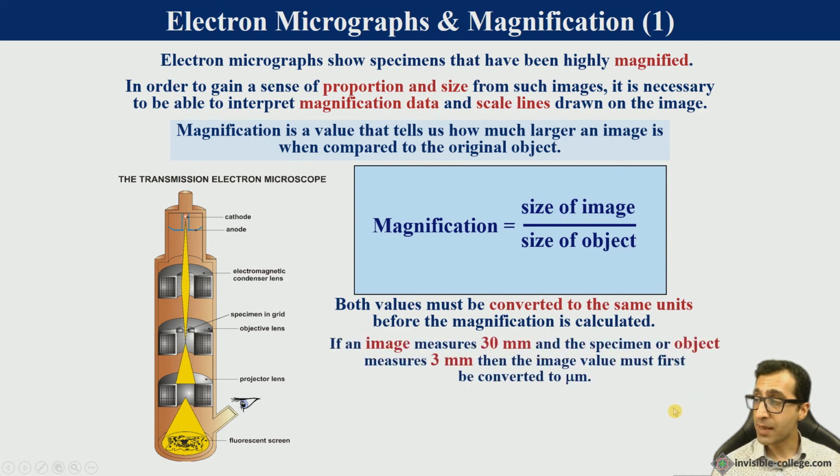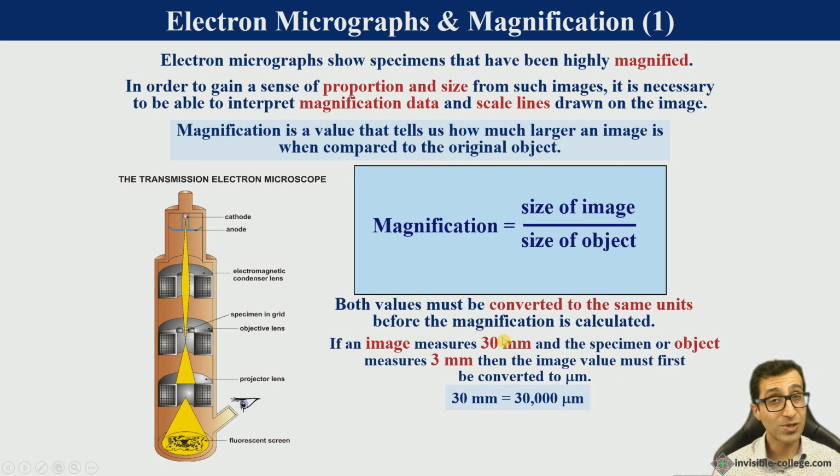So, for example, if an image measures 30 millimeters and the specimen or the object measures 3 millimeters, PowerPoint has done its typical thing of converting my mu symbol into an M for millimeters here. So, sorry about that. What this should show here is 3 micrometers. So, if the object measures 3 micrometers and the image measures 30 millimeters, then we need to convert the image value into micrometers before we put it into this equation.